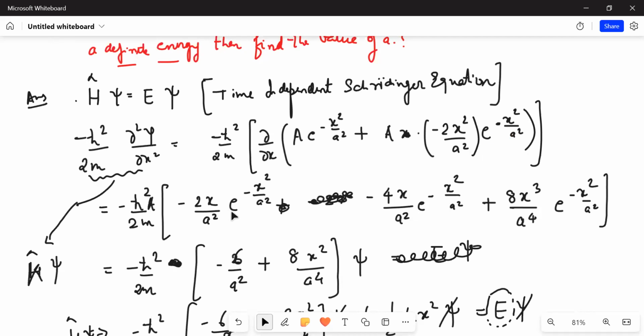So this is d/dx, and I want to differentiate this. This would be simply minus 2x upon a², e raised to power minus x² upon a². Again, you see this, this is minus 4x upon a². This is fine.